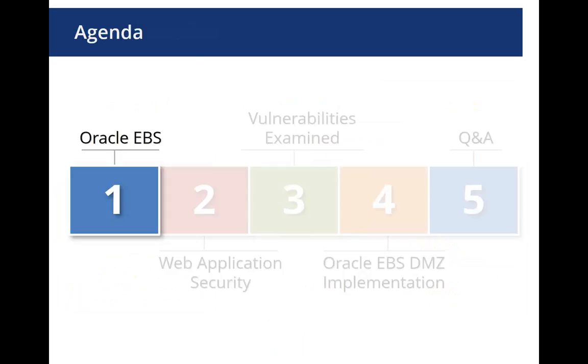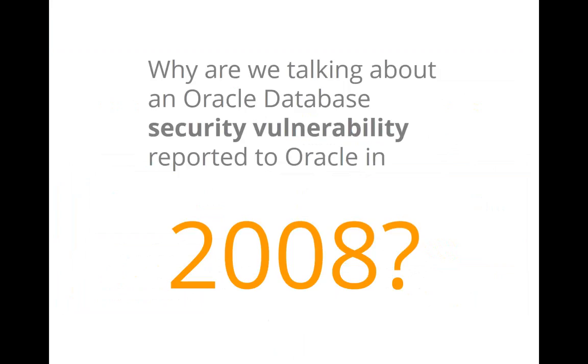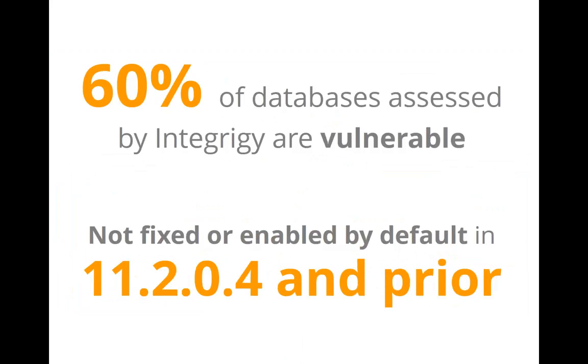So enough about Integrigy. We can get started and start talking about some of the issues with the TNS poisoning vulnerability. Before we get started, let's talk about why we are discussing an Oracle database security vulnerability that was reported to Oracle in 2008. The primary reason is we're still finding this vulnerability today in many environments.